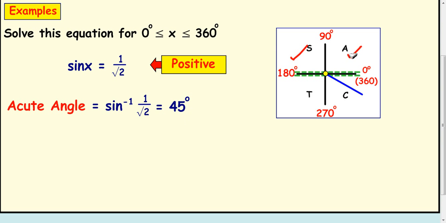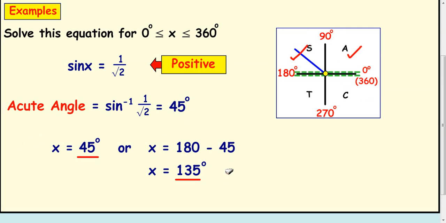So my first solution is in the first quadrant, which is 45 degrees. That would be here. And second solution, go backwards from 180 to get 135 degrees. We write that out, 45 or 135 degrees.